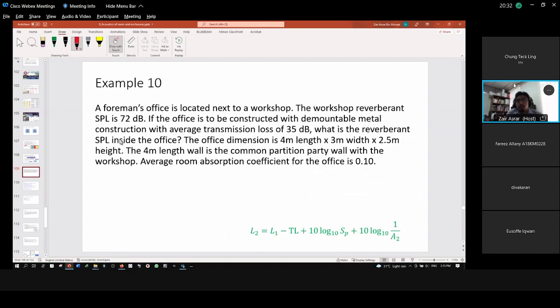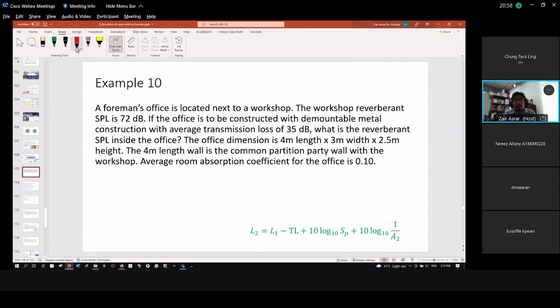Okay, so what would be the reverberant sound pressure level, or the average sound pressure level, within the office? And we were told the office dimension is 4 meter length times 3 meter width times 2.5 meter height. And the 4 meter length wall is the common partition, or the common party wall, between the office and the workshop.